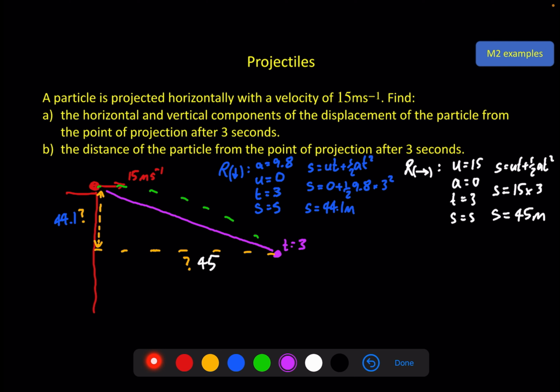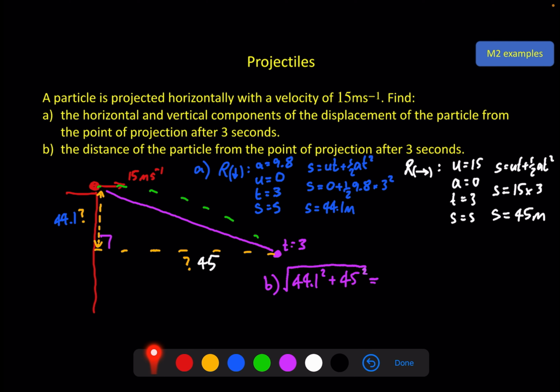And of course you can see that we've got a right angle triangle there. All this is asking us to do, in part B, is to use Pythagoras. So we've got 44.1 squared plus 45 squared. The square root of that gives us the absolute distance from this point to this point. And of course that's very different from the distance travelled, which would be this arc of a parabolic curve here. It just wants the distance from here to here in a straight line.